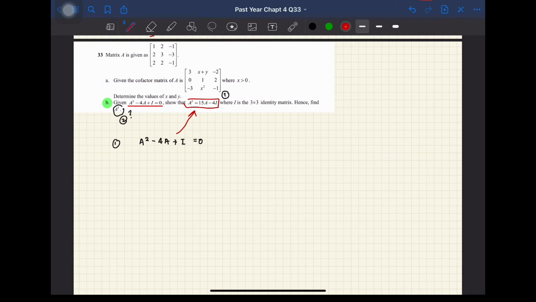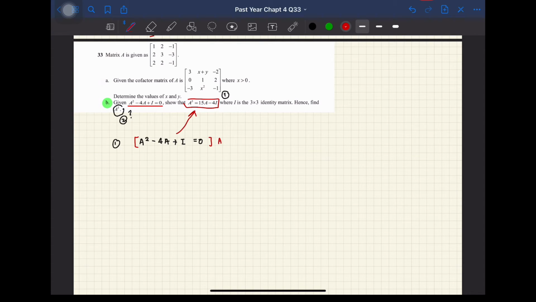Okay, so sekarang cuba kita tengok. Dekat kita punya A square, sini kita ada A square. Dekat sini kita ada A cube. So we don't have A cube. So from A square, nak jadikan dia A cube, kita tambah lagi satu A. So bukan tambah, kita akan darabkan dia. Maksudnya dekat sini, we are going to multiply this equation that we have with matrix A.